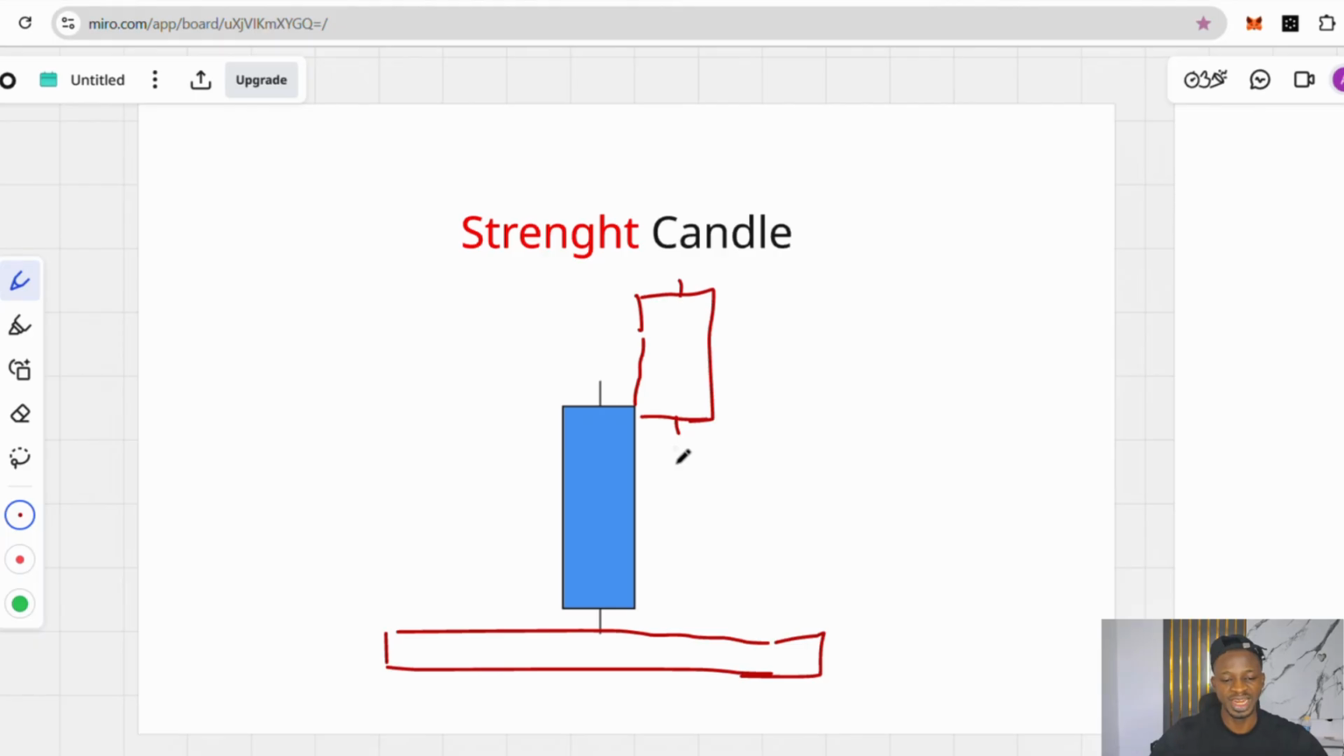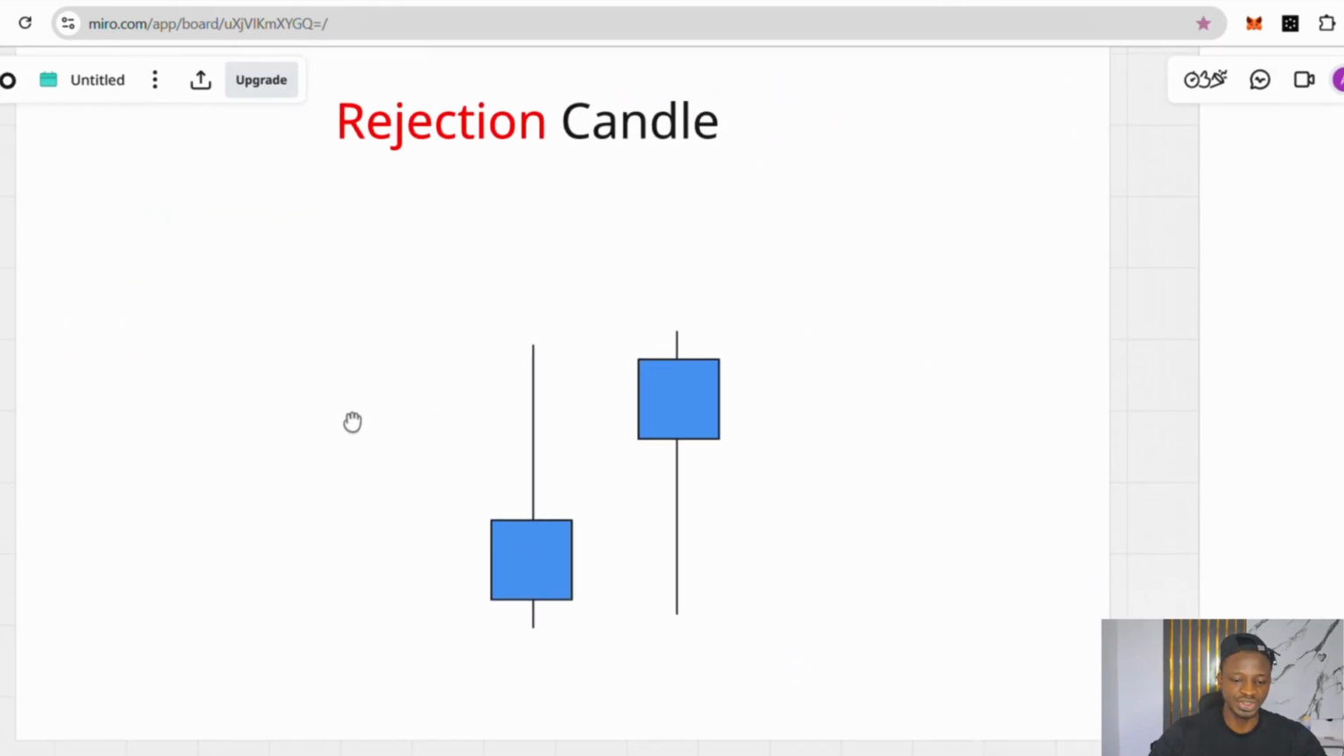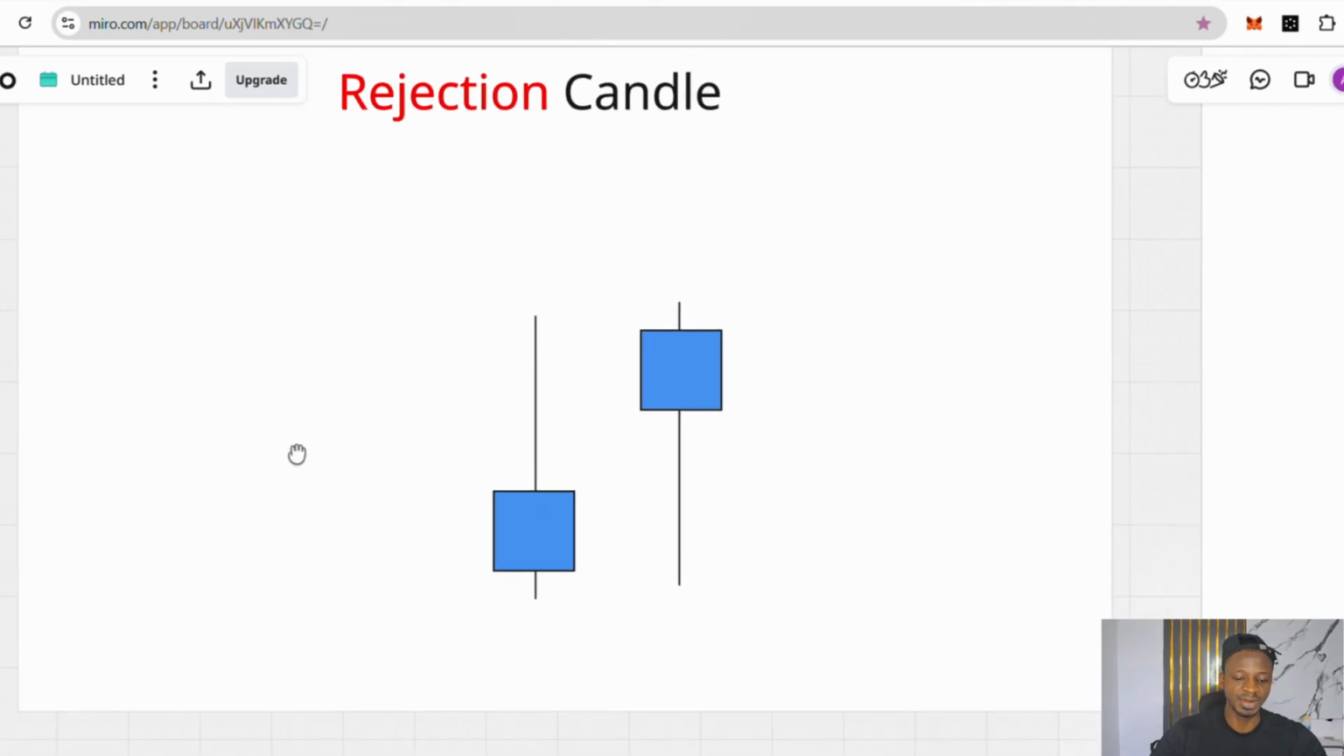And the next candle that I want to discuss is the rejection candle. Some people call it a hammer, inverted hammer, or hanging man. It doesn't matter. They are still saying the same thing. So let's go there now. Let me show you how to use the hammer or the rejection candle. So guys, as you can see, this is the rejection candle on our screen right here.